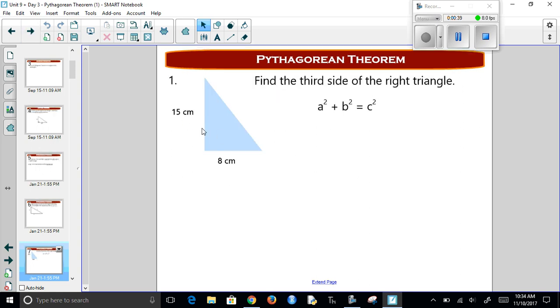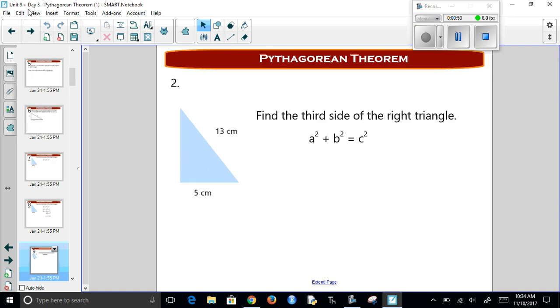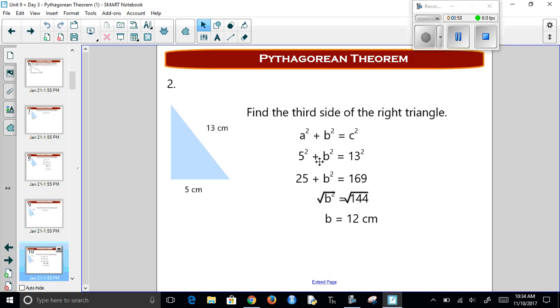So really quick, if I wanted to find this hypotenuse, 15 squared plus 8 squared, we get 289, square root it, we get 17. On this one, our hypotenuse is 13, so that goes over here. 5 goes either a or b, it doesn't matter. Subtract 25 from both sides, square root it, we get 12. It's all nice and easy once we get nice numbers.